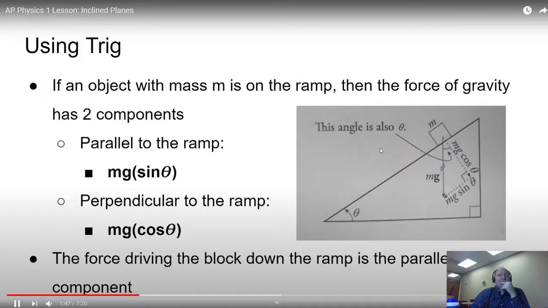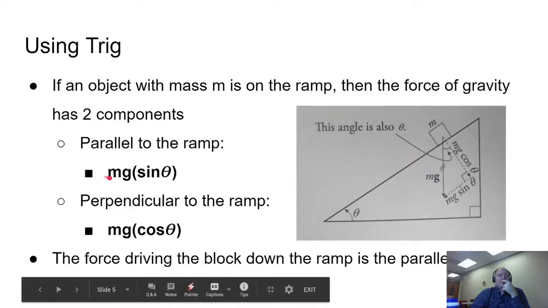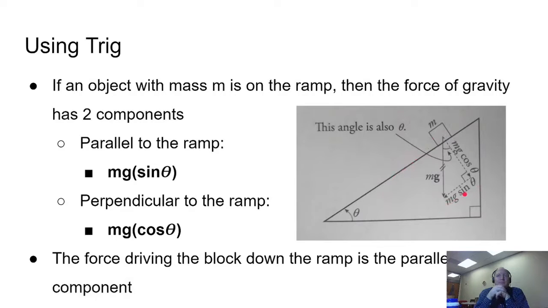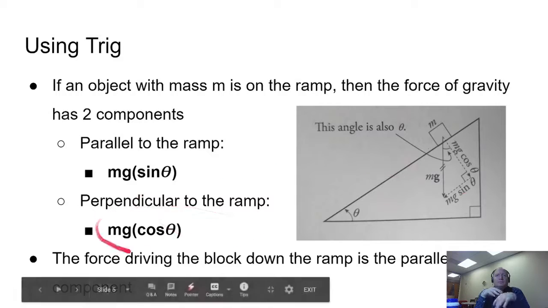Then the force of gravity has two components. We have our component that's parallel to the ramp, which is right here in this little picture, which is going to be mg sine of theta, or force of weight times sine of theta. And then we have our component that's perpendicular to the ramp, which is right here, so mg cosine of theta.